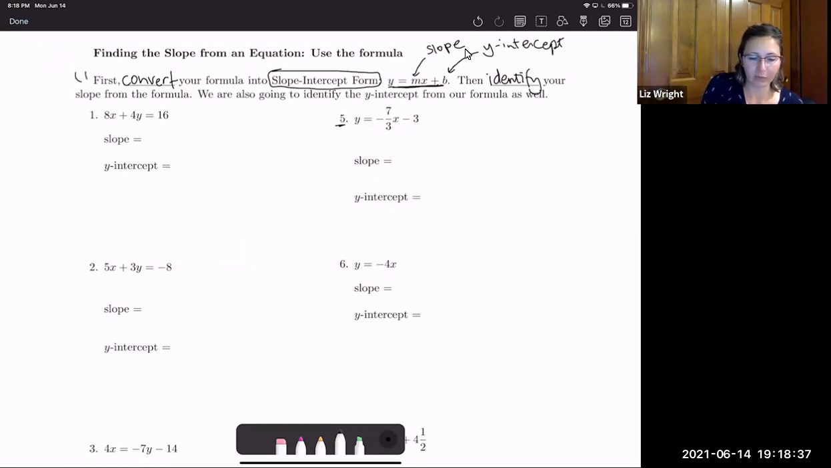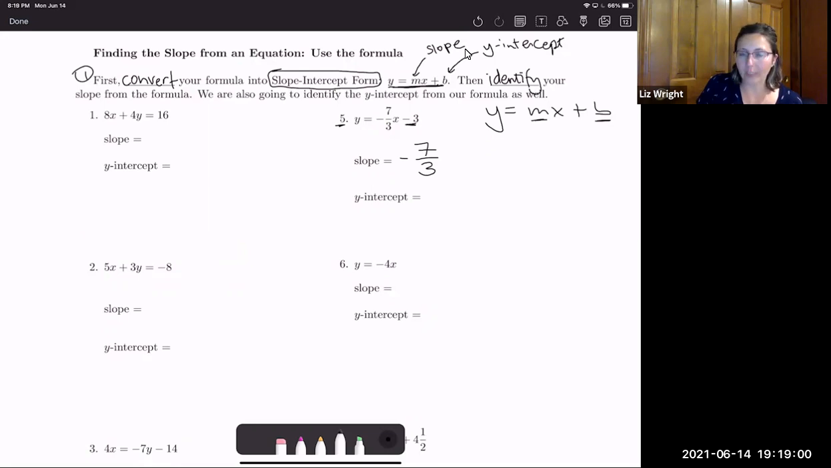We've already done this first step of converting your formula into slope-intercept form. So it's already in the form of y equals mx plus b. So we have some number for m and some number for b. What is our m? What is our slope? It's negative 7/3. What is our b? It's negative 3.